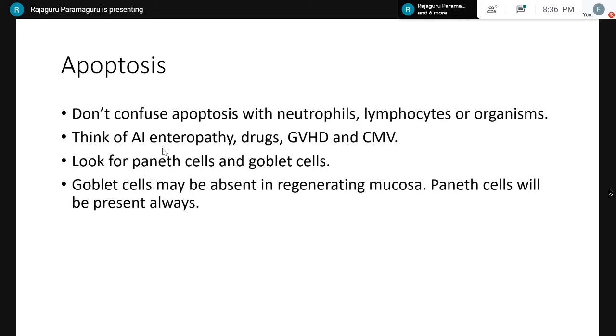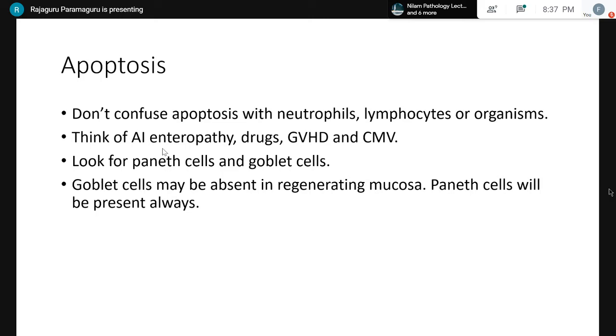As I said, for autoimmune enteropathy, you will have to look for Paneth cells and goblet cells. You have to keep in mind that goblet cells may be absent in a regenerating mucosa, but Paneth cells will be present. Suppose the biopsy has been performed at the site of a healing ulcer, it might seem that the goblet cells are absent because it is a regenerating mucosa, but you will not see increased apoptosis and the Paneth cells will be present. So this is the thing.